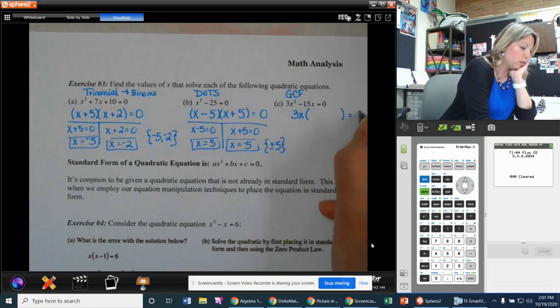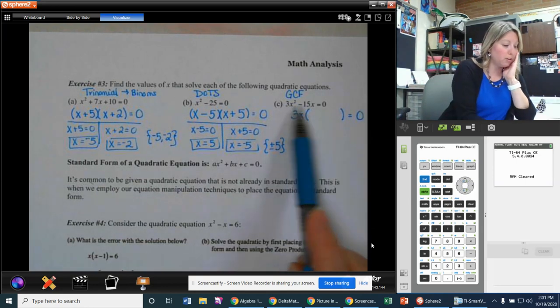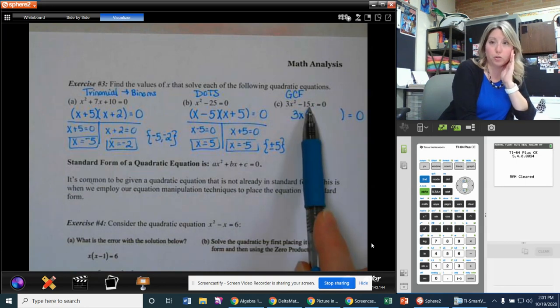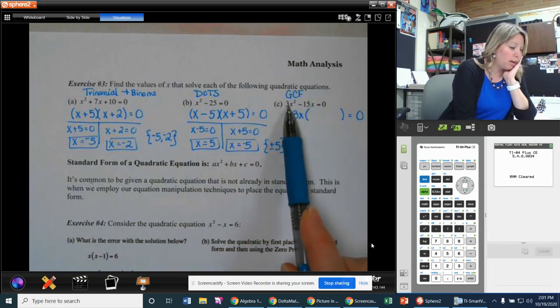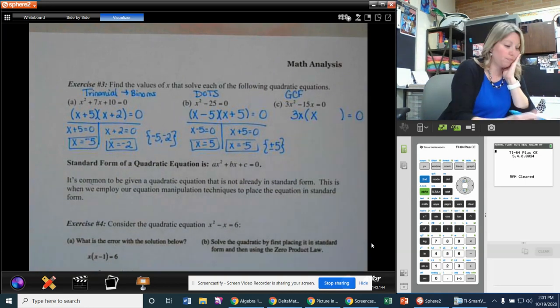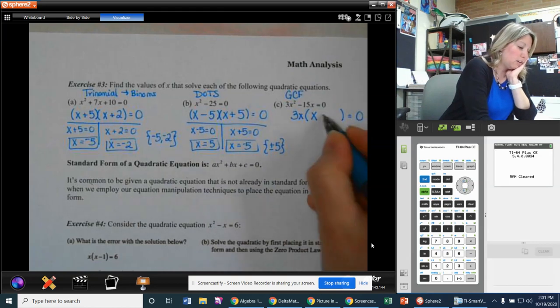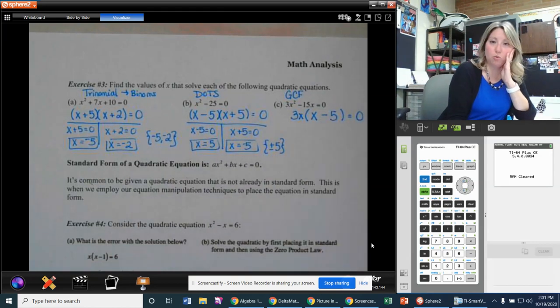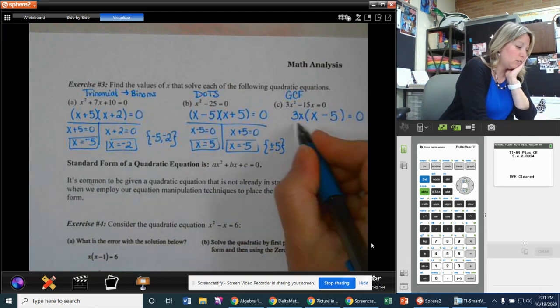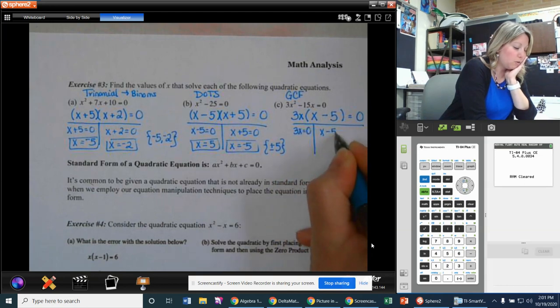So my leftover is going to go in this binomial here. I know it's a binomial, 2 terms, because my original polynomial was only 2 terms. 3x squared divided by 3x leaves me an x to the first, or just x. Negative 15x divided by 3x leaves me a negative 5. The x's cancel out to a 1, and 1 times negative 5 is still negative 5. Now I can t-chart that.